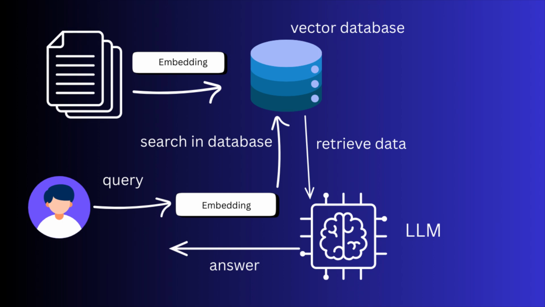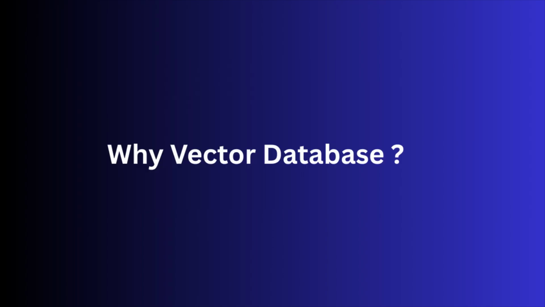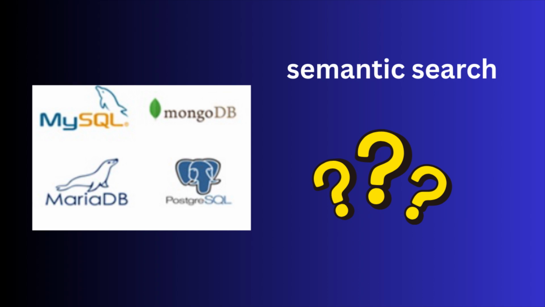In this architecture, we are using a vector database to save the embedded data. So do you ever think, can we use a normal database like MySQL or MongoDB for this purpose? Why should we use a vector database? The reason is, when we search in the database, we should get similar content, not the exact keywords.